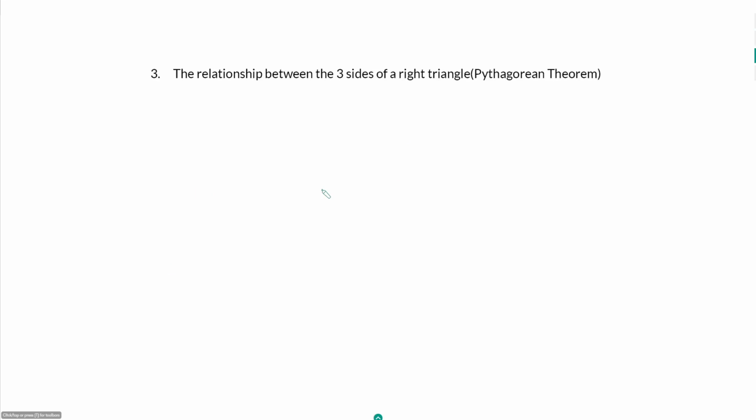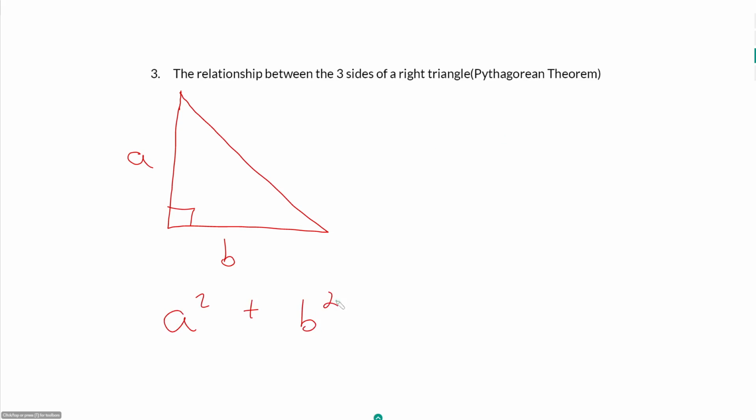Relationship between the three sides of a right triangle. So this is just Pythagorean theorem. Once you know you have a right triangle, and this side has a length of A, this side has a length of B, then you know that A squared plus B squared is equal to C squared. So C is the length here, the length of your hypotenuse, I should say.